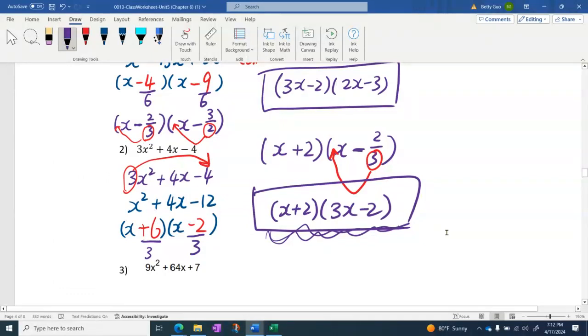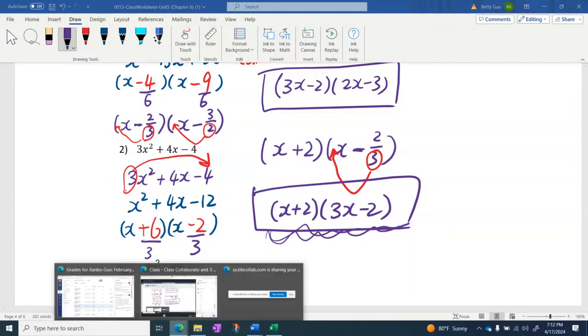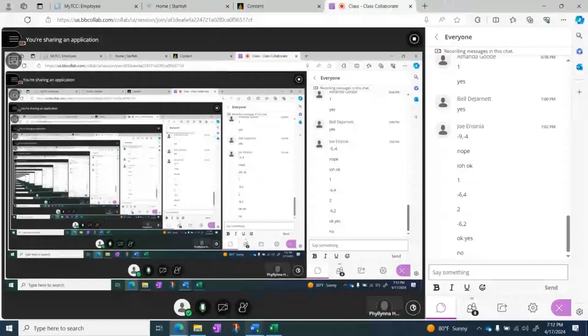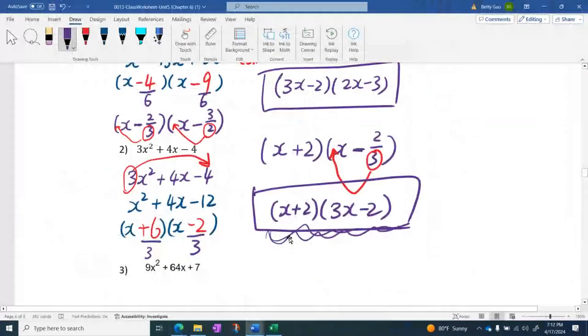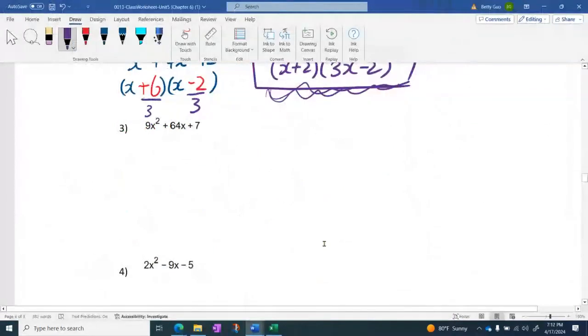Any questions about number 2? All right, try number 3 yourself. Nine x squared plus 64x plus 7.